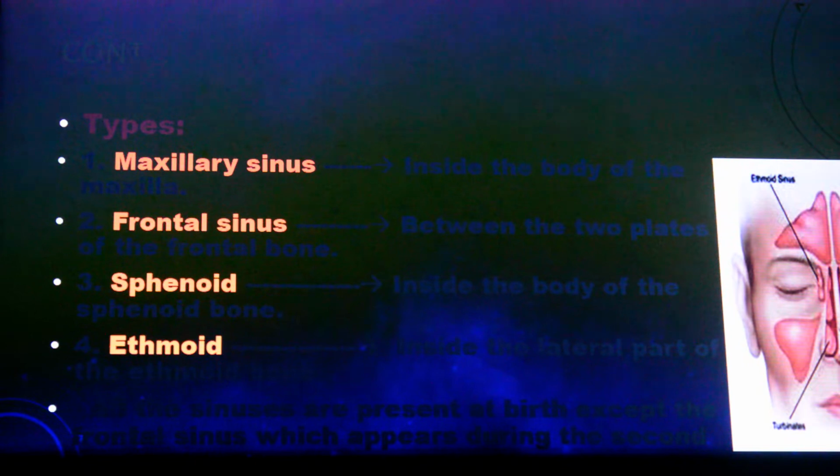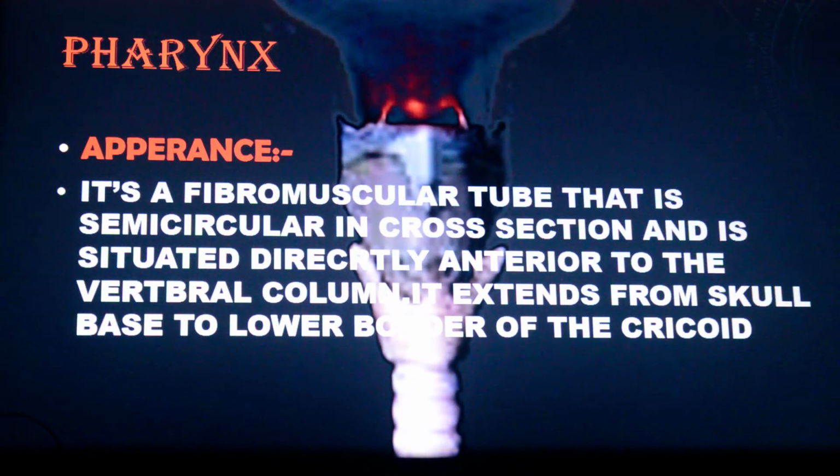And next are the sinuses. There are four types of paranasal sinuses: maxillary, frontal, sphenoidal and ethmoidal, named after the bones they come from: maxillary from the maxillary bone, frontal from the frontal bone, sphenoidal from the sphenoidal bone, and ethmoidal from the lateral part of the ethmoidal bone. Except for the frontal sinus, all are present in the infantile stage.